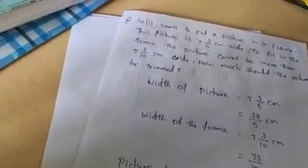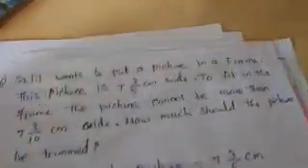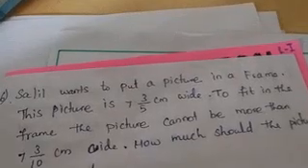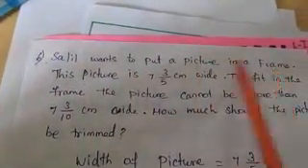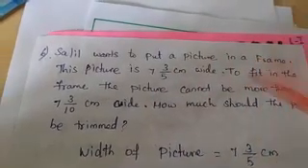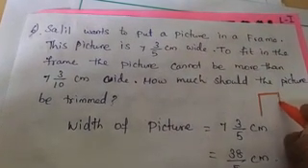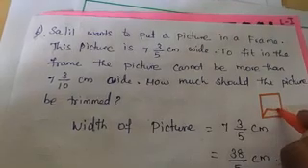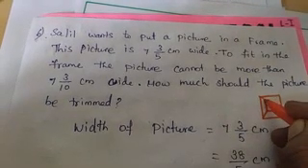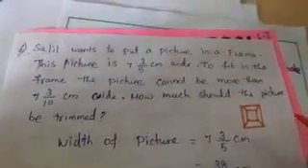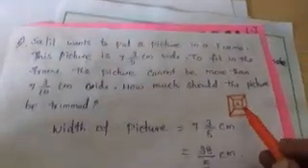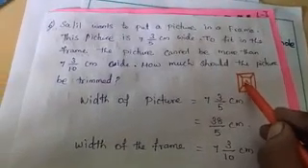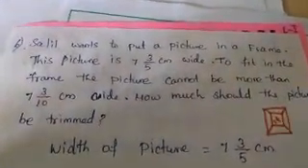And now come to question number 6. Question number 6 is that Sahil wants to put a picture in a frame. You know that a frame will be like this. You might have seen it in your home. Here the picture will be there. So he wants to put a picture inside the frame. I hope this point is clear.